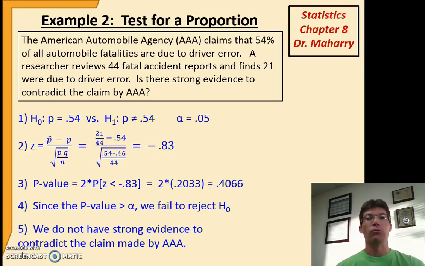So again, remember, when we reject H0, we're making a strong conclusion, a definitive conclusion that we think the alternative hypothesis is true. That's what the data supports. When we fail to reject, what we're saying is we don't have evidence to contradict the claim in the null hypothesis. Here the initial claim was 54%. We don't have strong evidence to say otherwise. That doesn't necessarily mean it's exactly 54%, but our data is sort of in that ballpark. If you take 21 out of 44, you get about 48%. So it's not 54, but it's in the ballpark. So our fail to reject means no, we do not have strong evidence to contradict this claim.